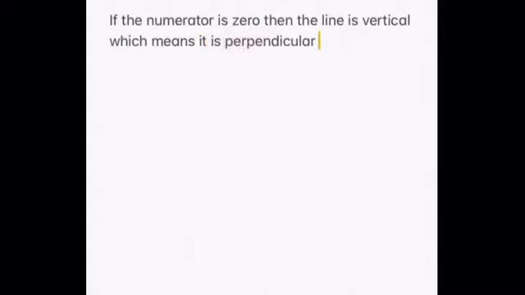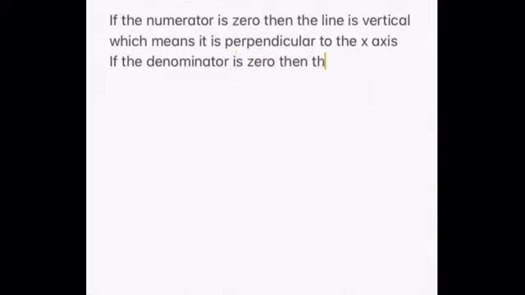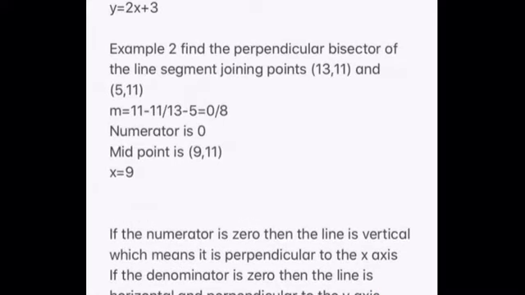So this is the thing that I summarized for you guys, and it's not in a book, which is as follows. If the numerator is 0, then the line is horizontal, which means it is perpendicular to the x-axis. And if the denominator is 0, then the line will be vertical, and it will be perpendicular to the y-axis.